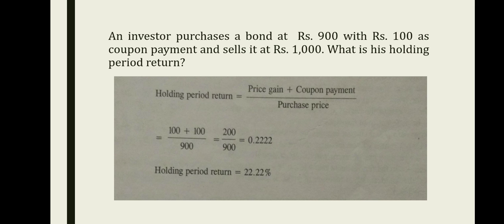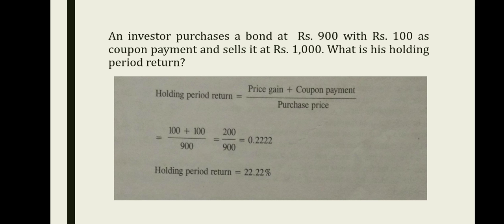An investor purchases a bond at rupees 900 with rupees 100 as coupon payment and sells it at rupees 1000. What is the holding period return? Here all the values are given directly. The purchase price is rupees 900 and the selling price is rupees 1000. Selling price is higher than the purchase price, so the gain will be 1000 minus 900, rupees 100. Coupon amount is given directly, that is 100 rupees.